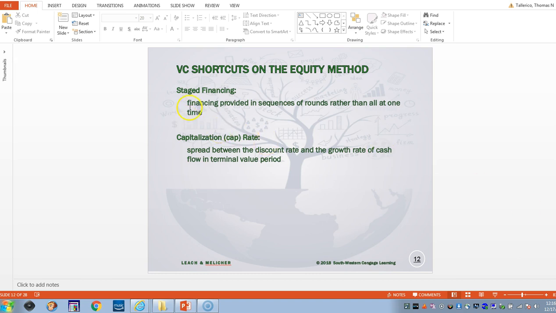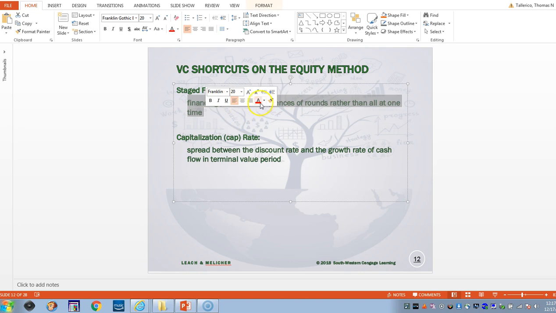Okay, so this definition of staged financing. This is financing that's provided, just the way it sounds, in sequences of rounds rather than all at one time. So that's an important idea. And it's just what it sounds like, staged, right? And the capitalization rate is the spread between the discount rate and the growth rate of cash flow in a terminal value period.